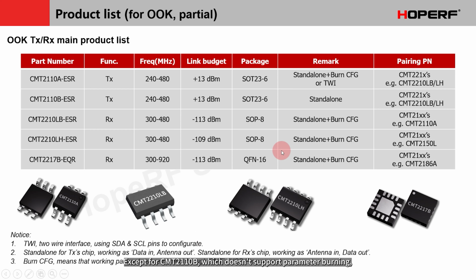Additionally, except for CMT2110B, which doesn't support parameter burning, CMT2110A, CMT2210LB, CMT2210LH, and CMT2217B all support repeated burning and updating of working parameters. The function of burning configuration parameters is explained in Note 3. This parameter burning function is done via our supporting tools, and will be detailed later.